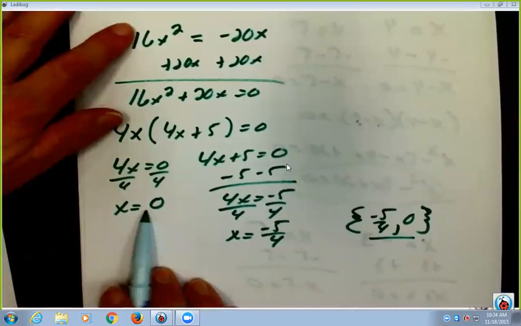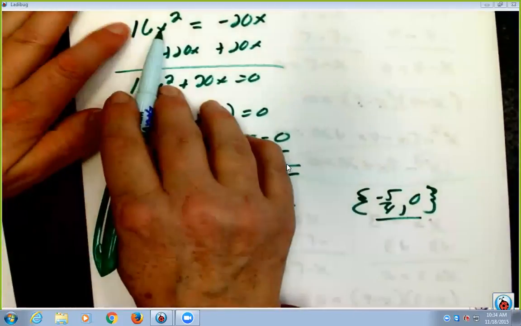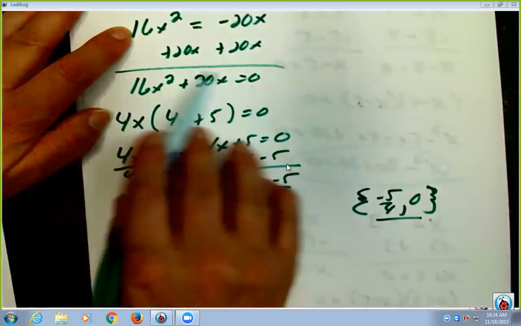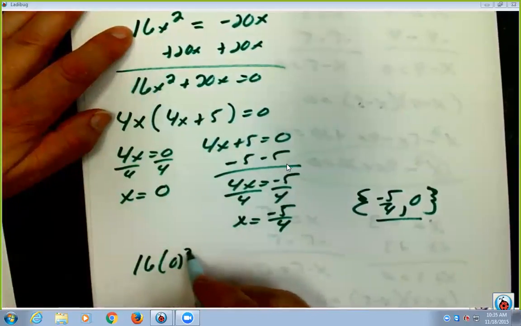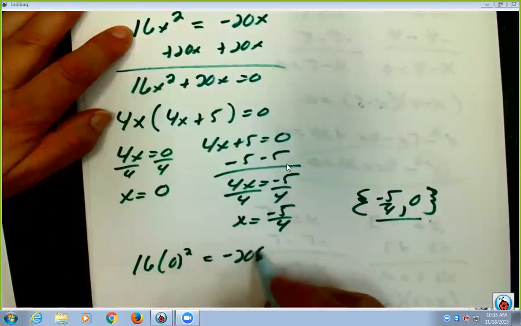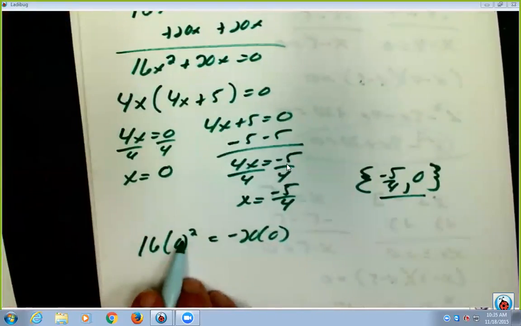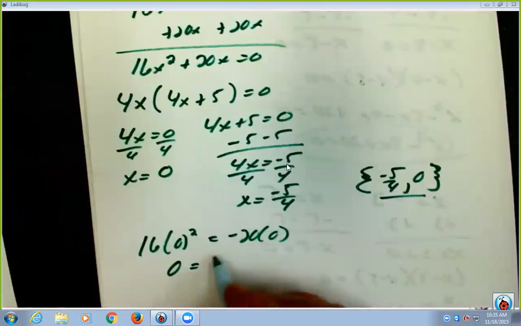So if we plug these back in and check it, put 0 into your original. Don't go back to anything you factored. So I'd have 16 times 0 squared is equal to a negative 20 times 0. 0 squared is 0. 0 times 16 is 0. Negative 20 times 0 is 0. So that side's all gone.